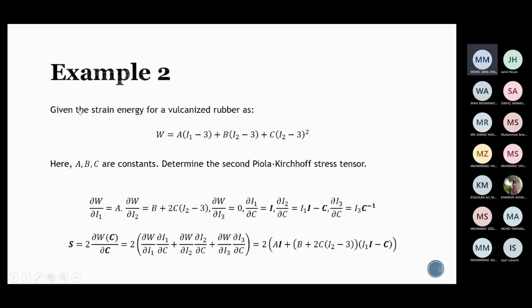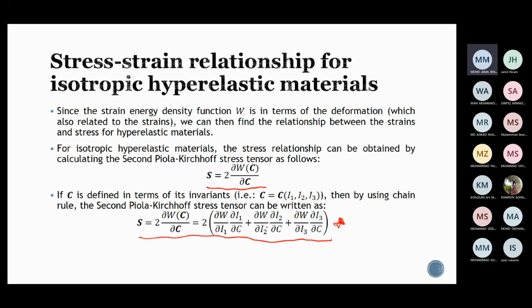So for example, if you are given the strain energy for a vulcanized rubber, let's say this is the strain energy for a vulcanized rubber, where A, B, C are constants, then you are asked to determine the second Piola-Kirchhoff stress tensor. Basically, you want to determine this from this formula here. So what you need to do is find all of this one by one before you can multiply them all together.